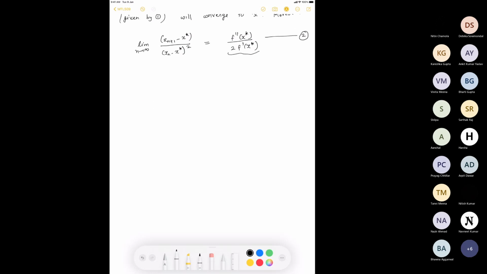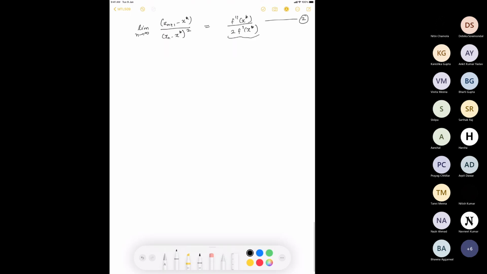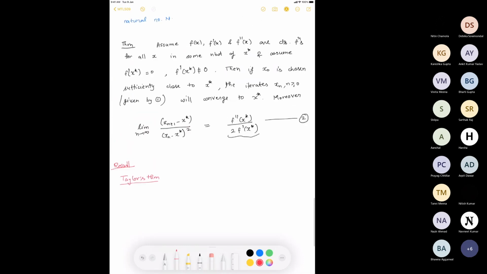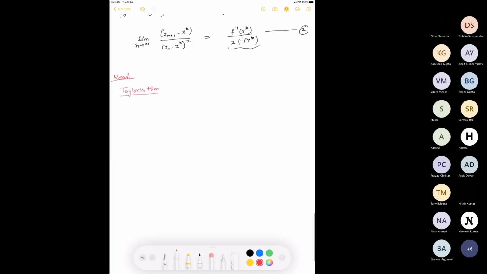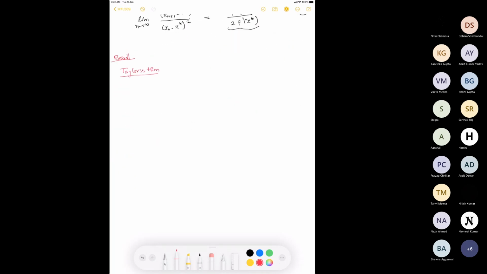But I need to recall, you all might already know the Taylor's expansion, but I need to recall it because I'm going to use it to prove this theorem. So this is just recalling of the Taylor's theorem. So let's give it a theorem number. So what does the Taylor's theorem say? Can any of you tell me?